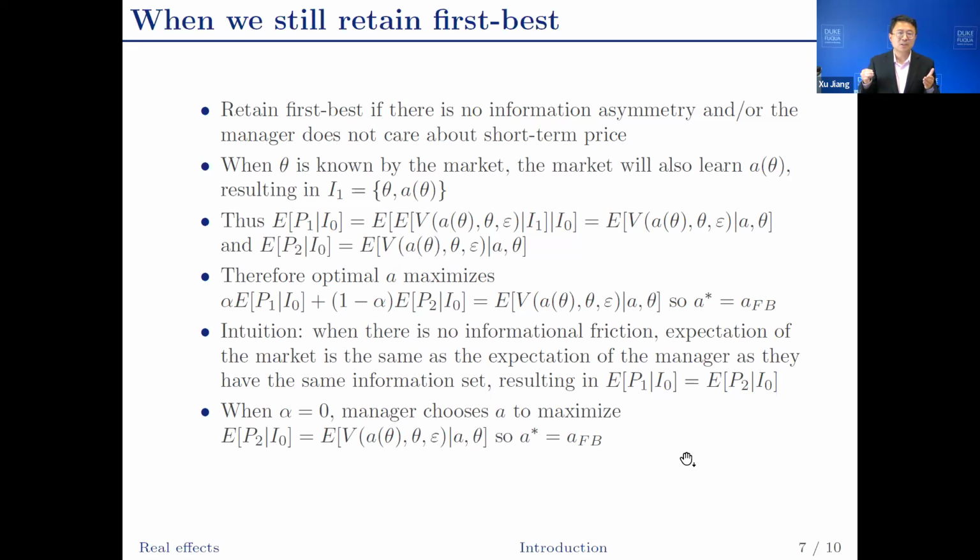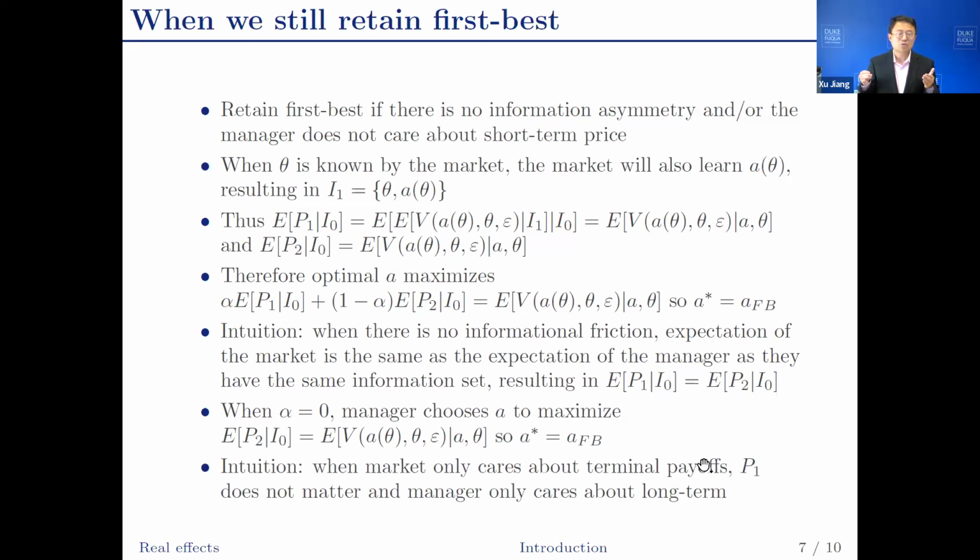Now let's look at what if the manager does not care about short-term price. If the manager does not care about short-term price, that means alpha equals 0. In that case, the manager is going to choose the action to maximize expectation P2 conditional on I0. But P2 is just the terminal value. And so it will be the same as the expectation of the terminal value conditional on A and theta. And again, the manager chooses the optimal action, the same as the first best. The intuition is that when the market and the manager only care about terminal payoffs, they don't care about the intermediate price. P1 does not matter. The manager and the market only care about the long term. There is no incentive conflict. The manager is going to choose the action that maximizes firm value.